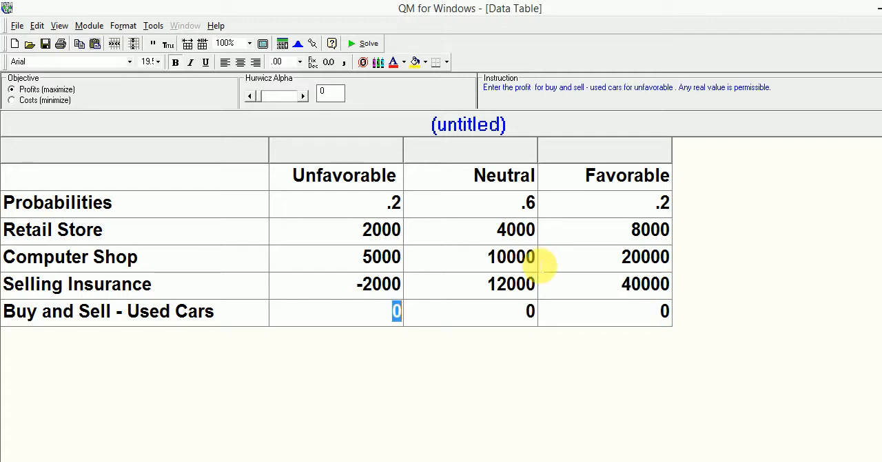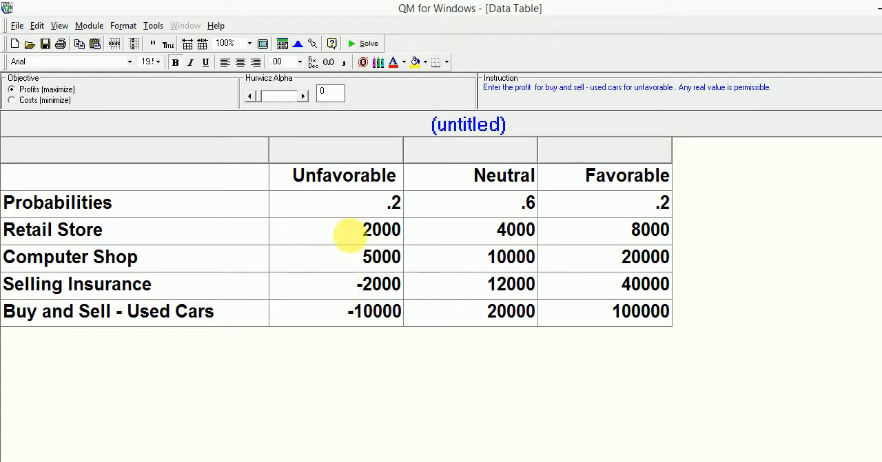Buying and selling of used cars, there's no income. If it's an unfavorable market, then maybe you lose money, but maybe not so much, around 5,000 pesos. On a neutral scenario, maybe you earn around 20,000 pesos. On a favorable scenario, maybe you will get around 60, even 100,000 pesos a month. Let's make this negative 10,000. The kicker here is that when you do buying and selling used cars, you stand to lose 10,000 pesos if it's an unfavorable market.